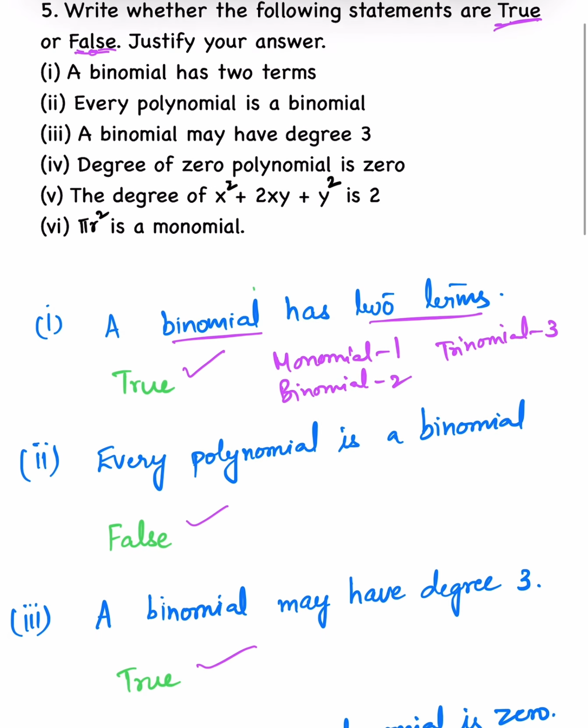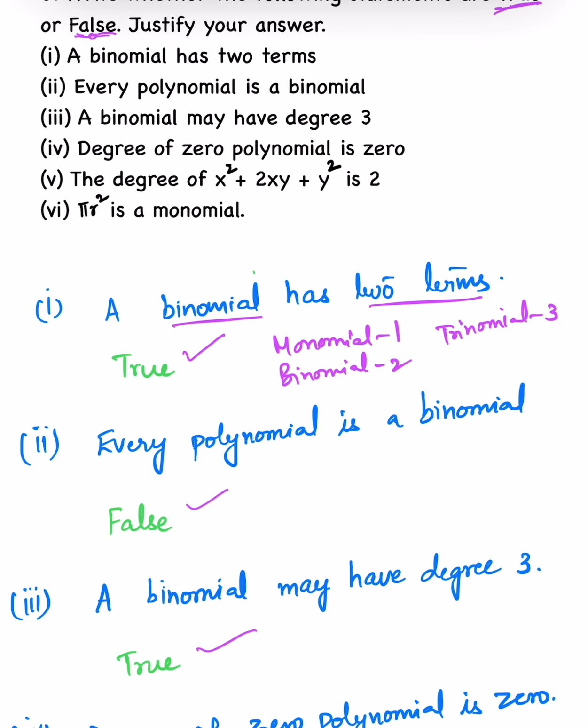A binomial has two terms. So, what is a binomial? It is a polynomial with two terms. A monomial is a polynomial with one term. A binomial has two terms. And a trinomial has three terms. And a multinomial has more than three terms. So, a binomial is a polynomial with two terms. This statement is true.